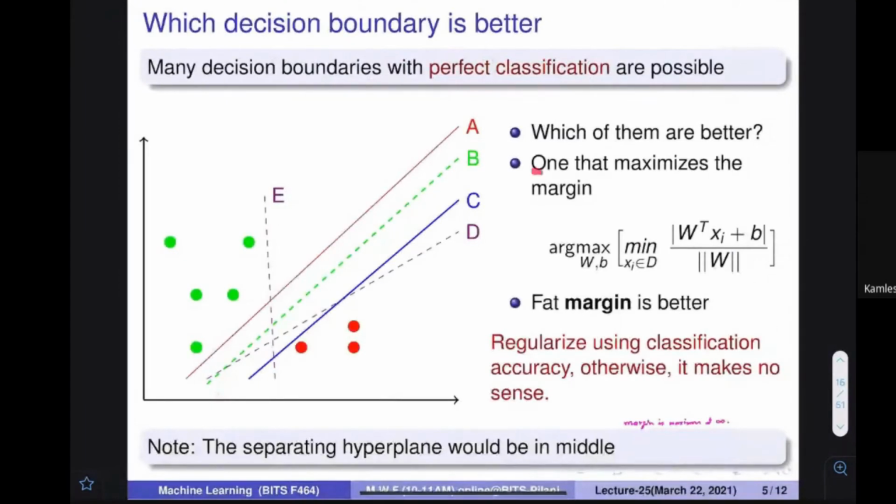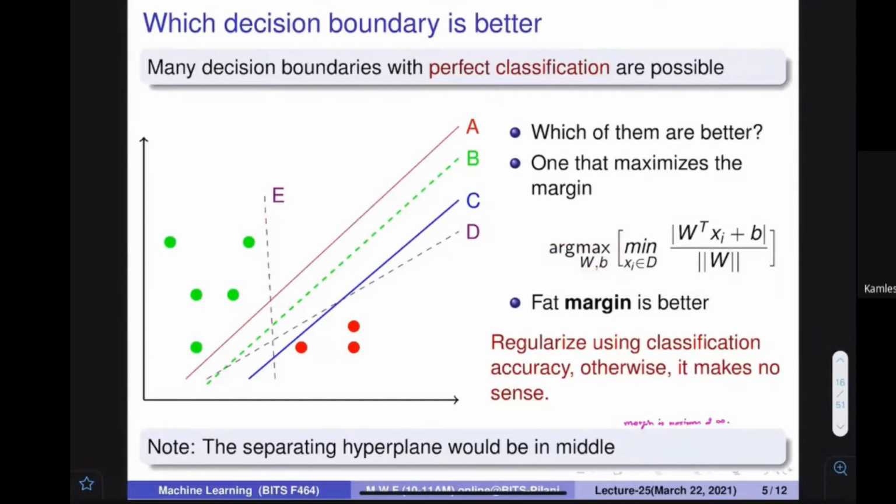The line that maximizes the margin looks like a better line. The idea is good. So you know what the margin is: you find the distance for all the data points, and whichever is the minimum value, you return that. What is the difference between these three lines? The parameters W and B, the equation parameters, the plane parameters. So you want to find those parameters which maximize this particular quantity.